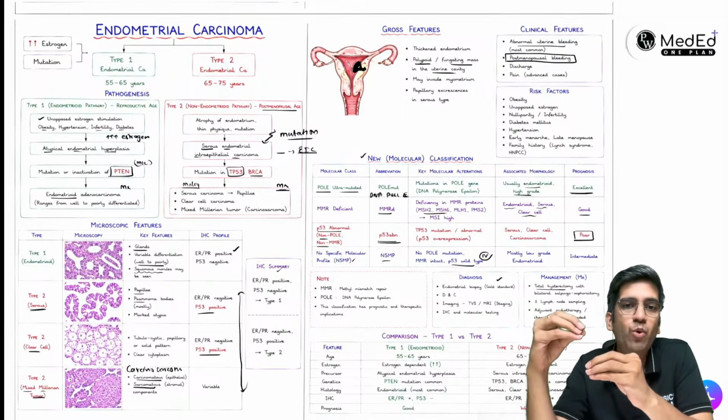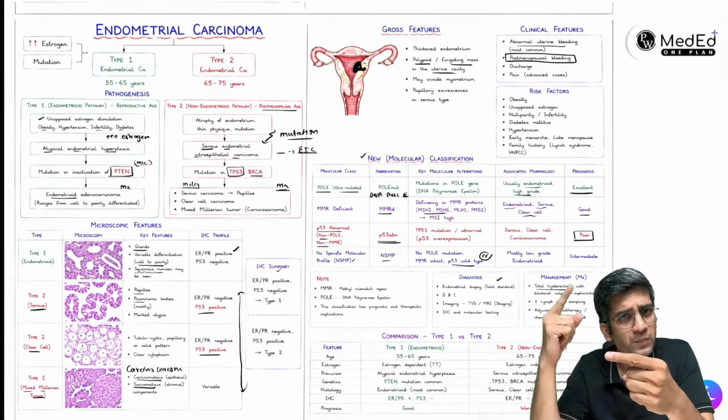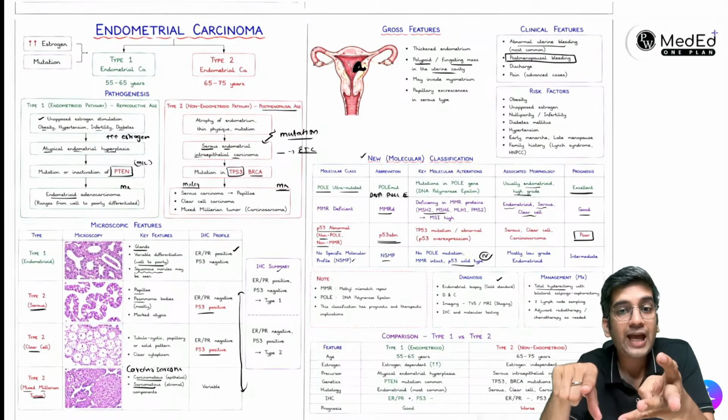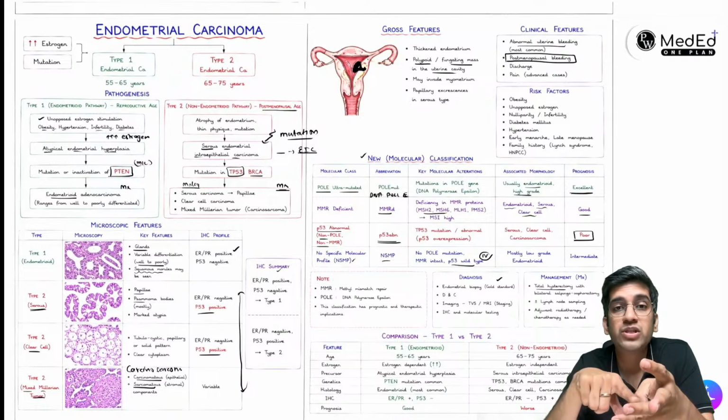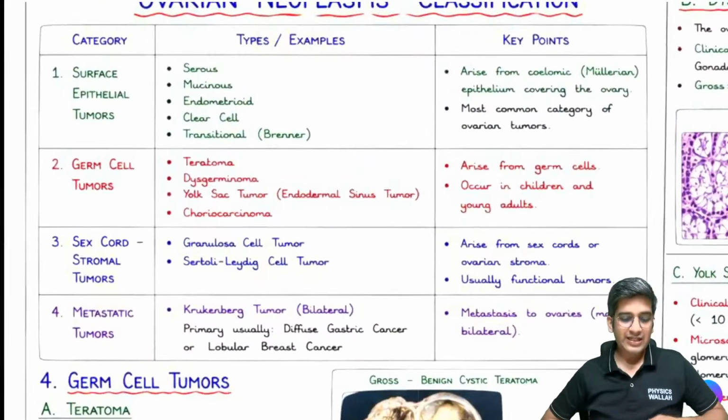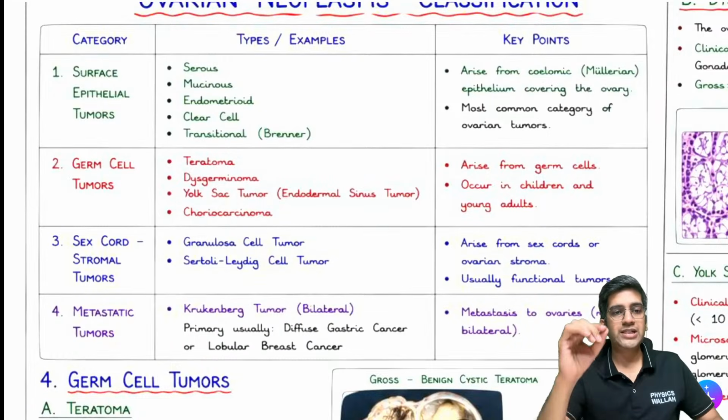So what we do in ovarian neoplasm, we'll learn the classification, which can come in a viva, and also we'll learn a few important germ cell tumors: teratoma, we read seminoma yesterday, the cut-copy of that is dysgerminoma. We look at yolk sac and one of the important sex-cord stromal tumors, which is granulosa cell tumor. Fine. Okay, let's go. We classify ovarian tumors into surface epithelium.